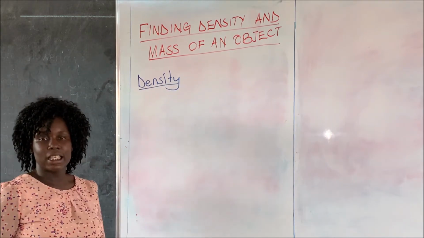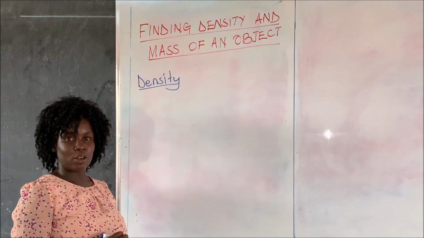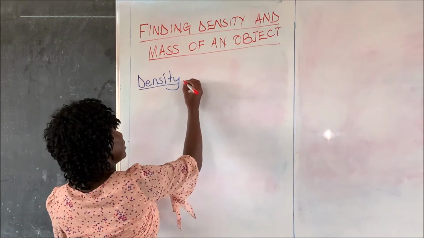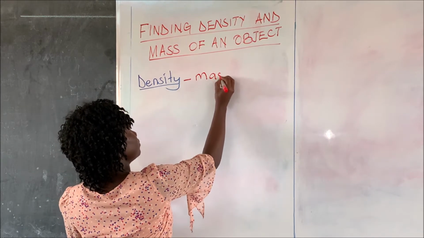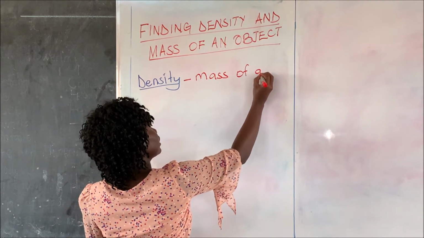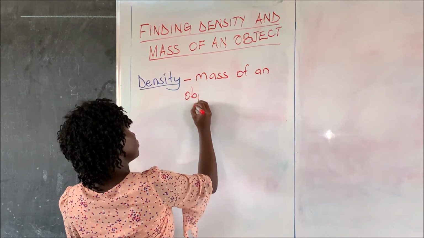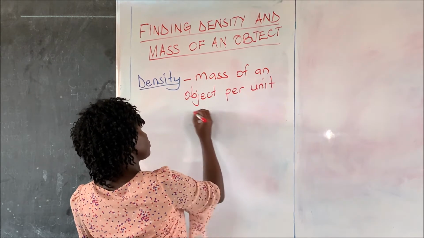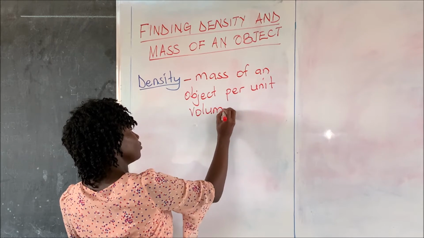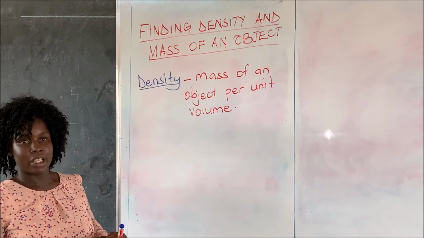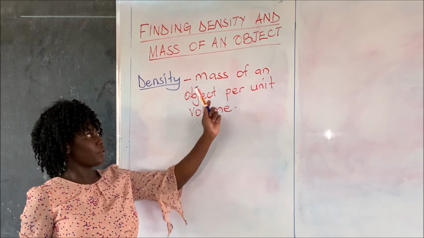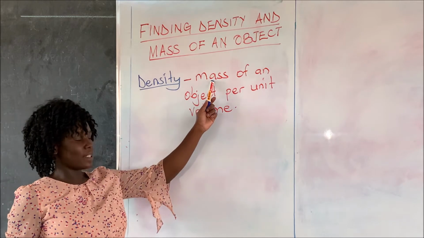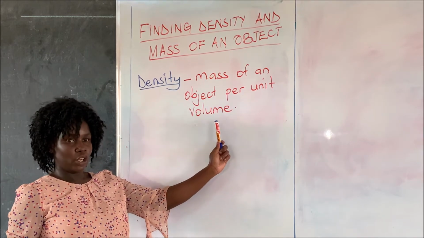When you look at density, density is the mass of an object per unit volume. So that's already the definition for density. Density is the mass of an object per unit volume, or you can say it is the ratio of mass to volume of an object.